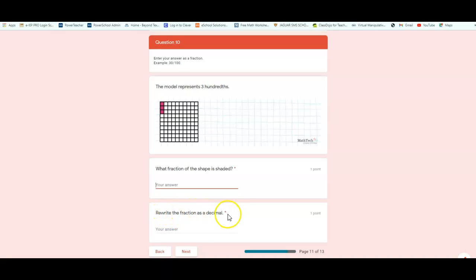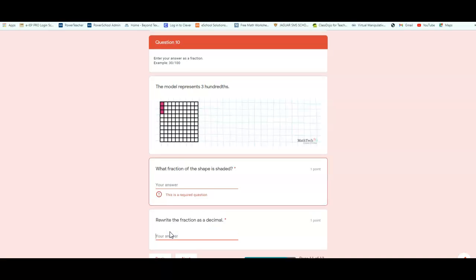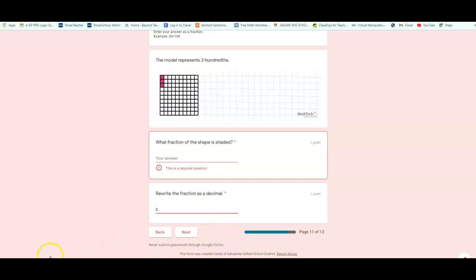Then rewrite the fraction as a decimal. Remember that we put a 0 because it's not a full number in front of the decimal. And then how would you write that as a decimal?